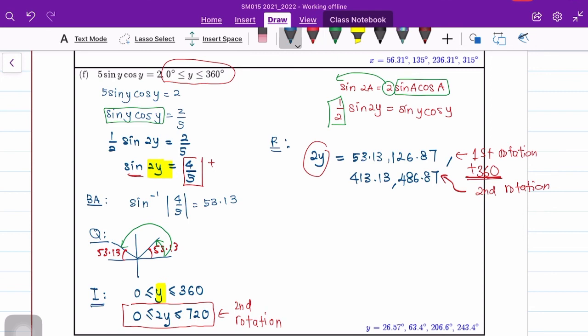Then we want to find the value of y. We have 2y and we want y, so y equals to, every value we have here, we divide by 2. So 53.13 divided by 2 gives 26.57. 126.87 divided by 2 gives 63.4. Then 413.13 is for 2y, so y we get 206.6. And 486.87 divided by 2 gives 243.4. Okay, so done for this question.